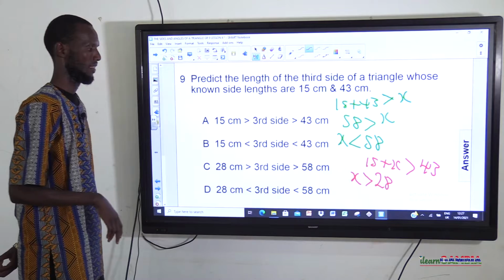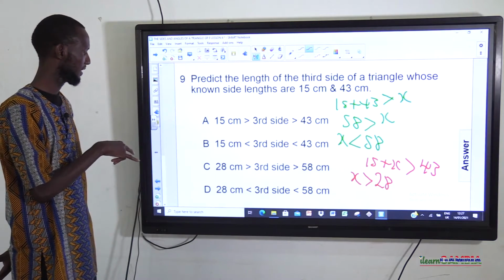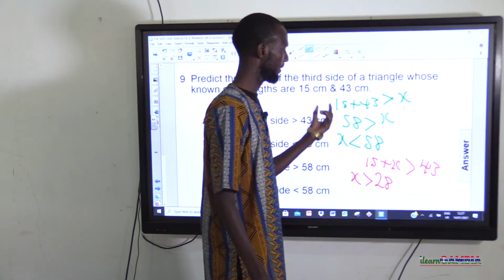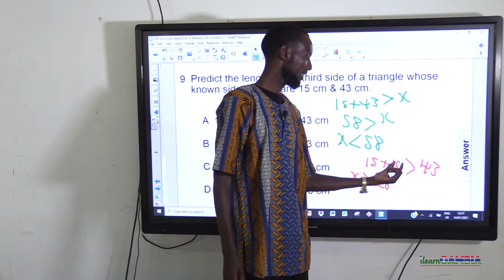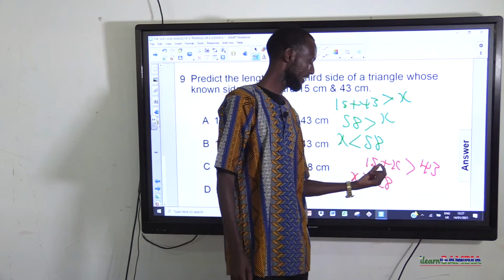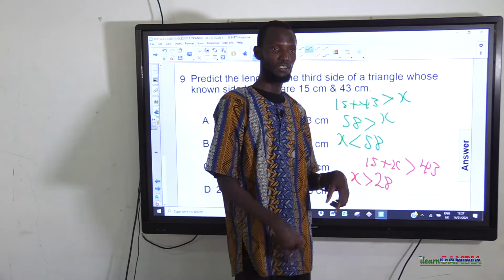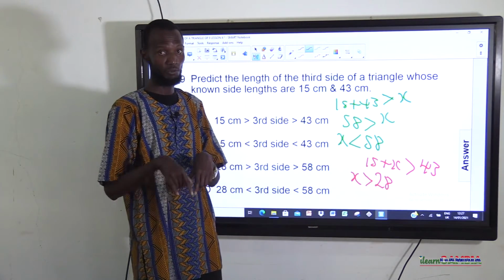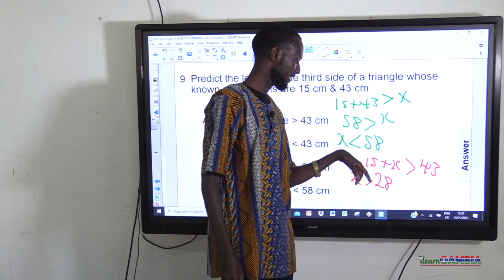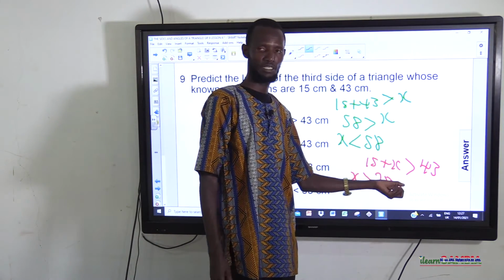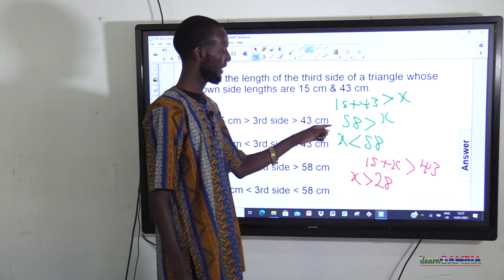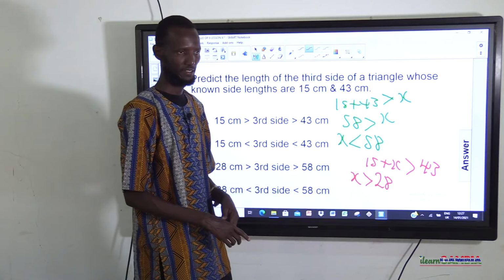Okay? Our third side will have to be greater than 28. Right? Because if you put 28 here, you add that up, you get 43. We don't want that. If you take any number less than 28 now, the number actually keeps going down. We don't want that. All right? So our x in that case has to be greater than 28. So x has to be greater than 28, but x has to be less than 58.